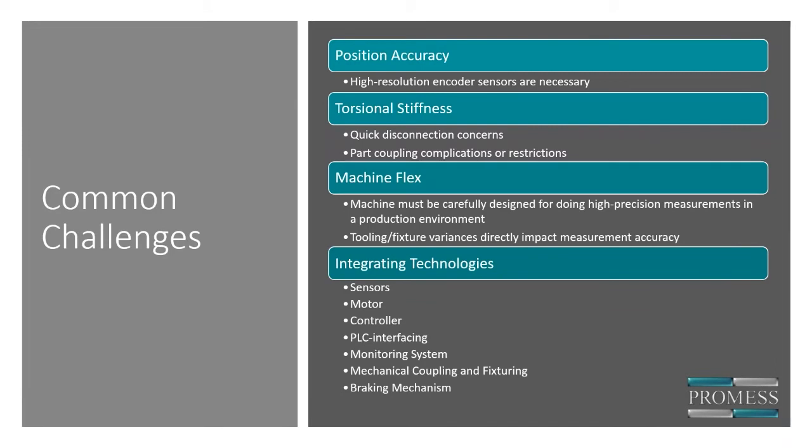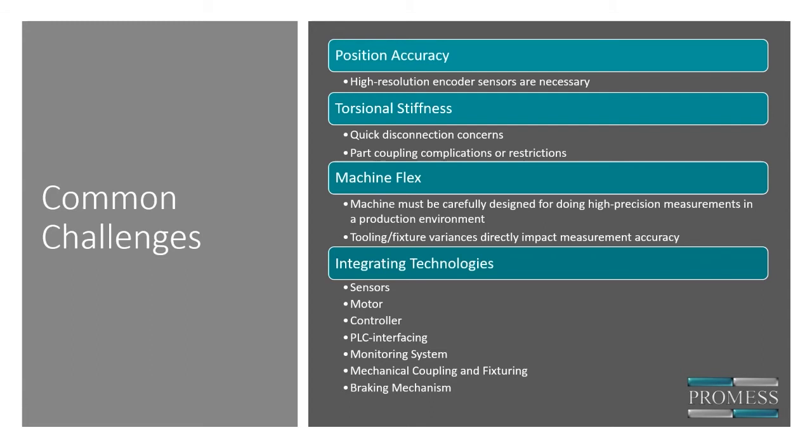And that's where Promess can help with that as well in our application kits and our experience here. And another big challenge too is just integrating technology. When you think about it, for a backlash testing application, you've got to have the right sensors, you've got to have the right motor, you have to have the right control environment. And oftentimes in the past, the monitoring system was more or less an add-on. It was more or less an afterthought.